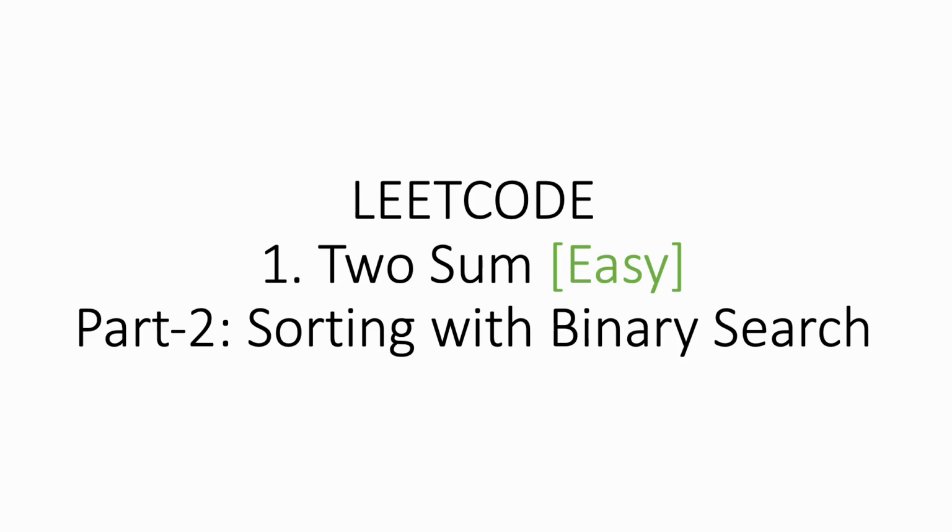Hello everyone. In the last video, we saw a brute force all pair sum approach with time complexity O of n squared to solve the TwoSum problem. In this video, we will look at a suboptimal approach: sorting with binary search. This is better than the brute force approach in terms of time complexity. In a future video, we will look at the optimal approach.